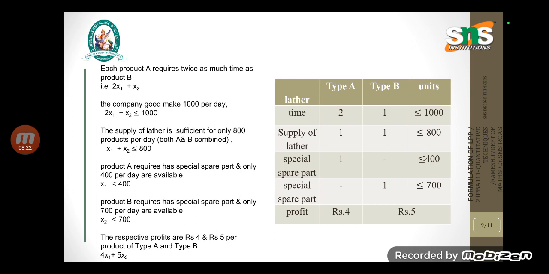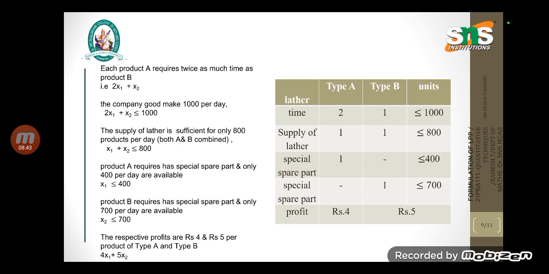Product A requires special spare parts only. Therefore, for type A it is 1 and 400. The special spare parts, only 400, are available per day. Therefore, we have x1 less than or equal to 400. Similarly, product B requires special spare parts, only 700 available per day. Therefore, x2 is less than or equal to 700.